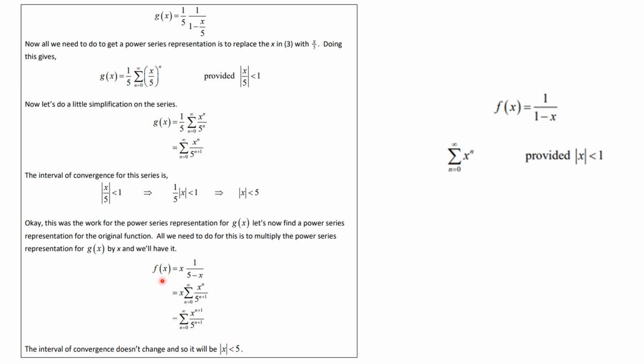Now we can go back to f of x. f of x is x times that. That's x times what we got for this power series. And notice that if I take the 5 inside, I get 5 to the n plus 1. So this is going to be equal to the summation n equals 0 to infinity of x to the n plus 1 over 5 to the n plus 1, and the interval of convergence is the absolute value of x is less than 5.